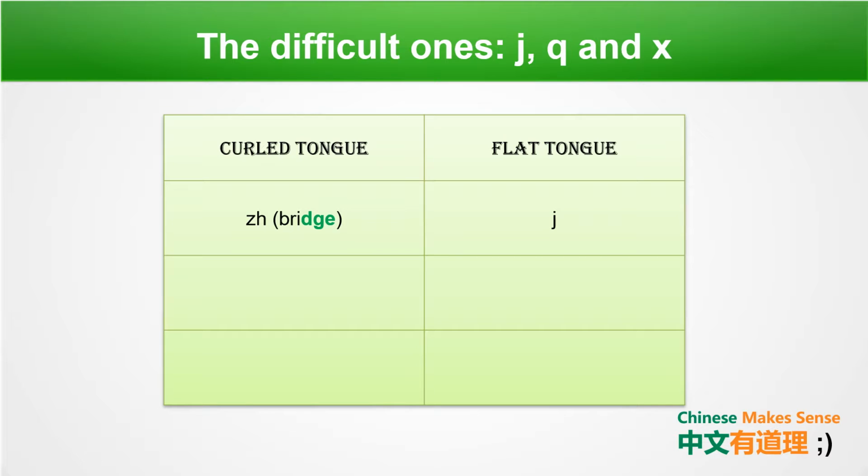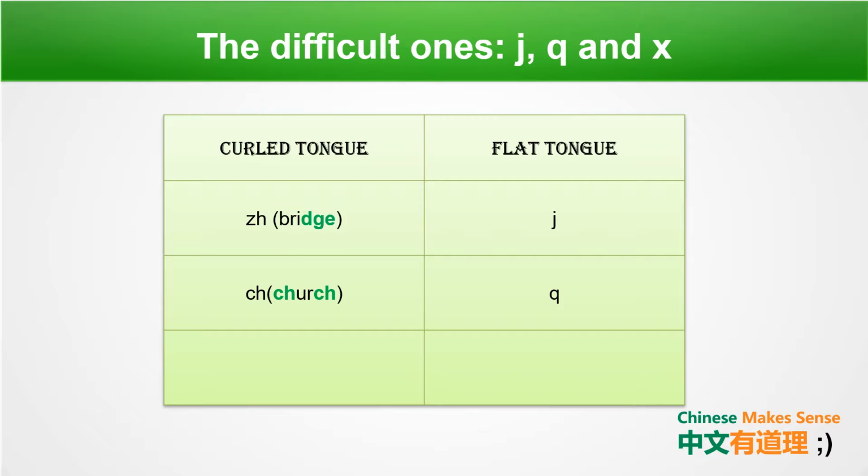The three difficult ones are J, Q, and X. In order to pronounce these, which all require having a flat tongue, first let's look at the curled tongue version. In this case, it's J as in bridge. Now pretend to say it, except this time flatten your tongue, and you end up with something like G.